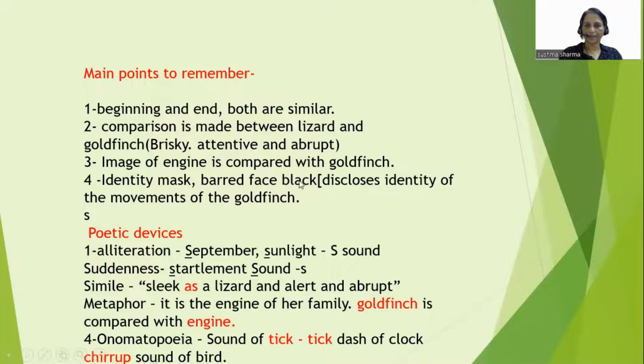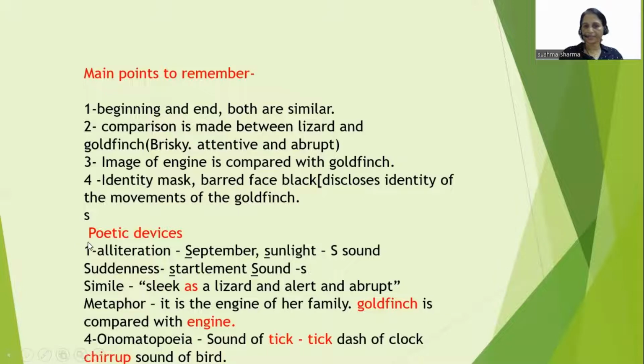Identity mask, barred face, black. So what is the identity mask of that goldfinch? Her head is black. It has black color on her head. So it is the color which gives her identity that she has entered into the tree, because the tree has yellow flowers and the goldfinch's body color is also yellow.